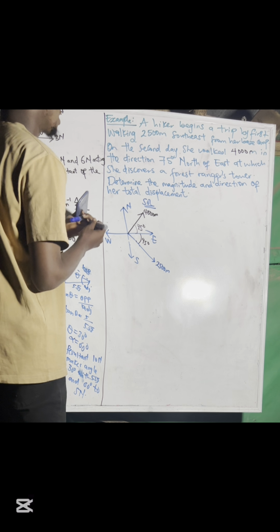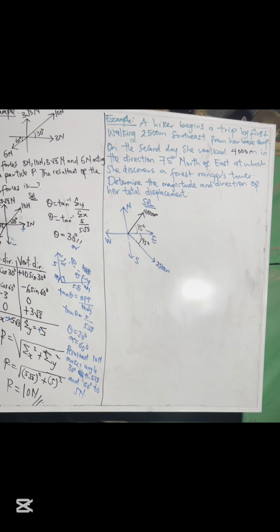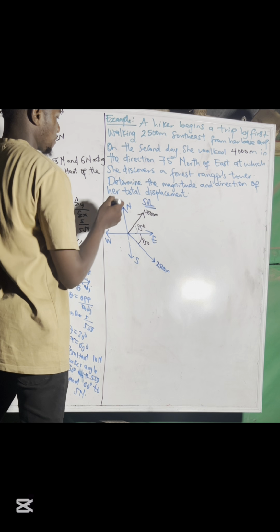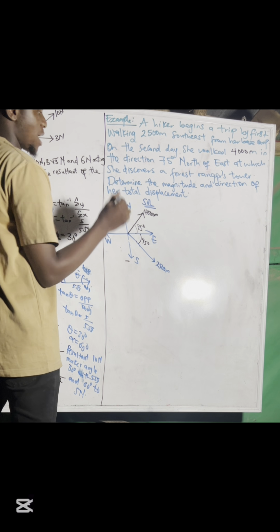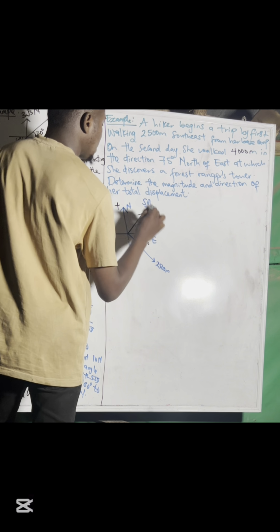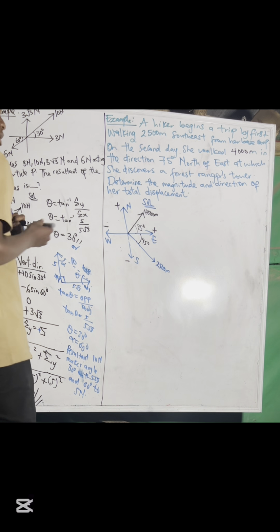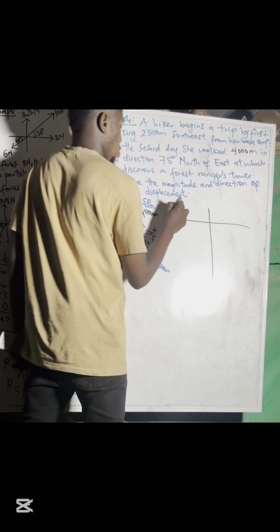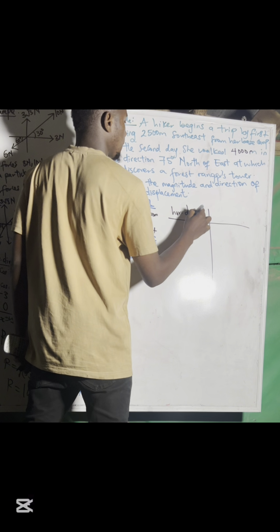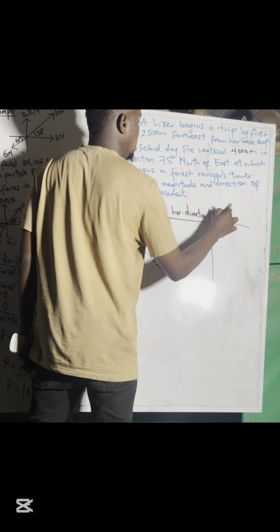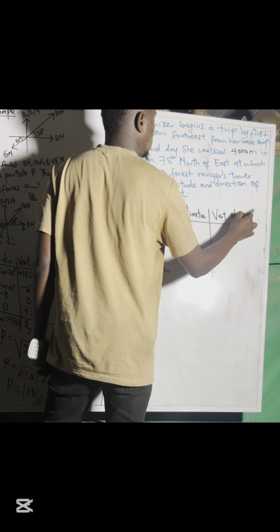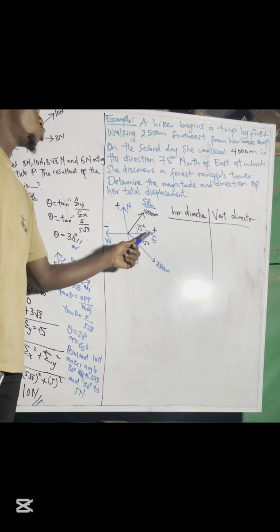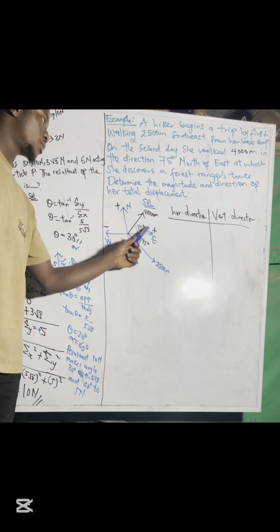After you've done this, the next thing you are going to do is indicate the positive axis, the negative axis. This up is the positive y. This down is the negative y. This right is the positive x. This left is the negative x. Therefore, we are going to draw the table. Horizontal direction, vertical direction. So guys, I'm going to be converting this 4,000 meter to the horizontal direction and the vertical direction.